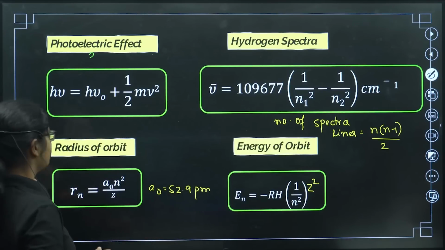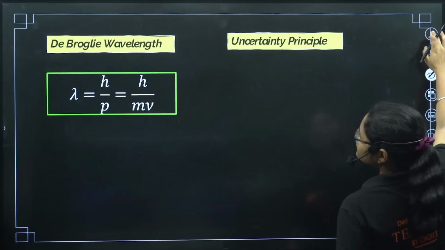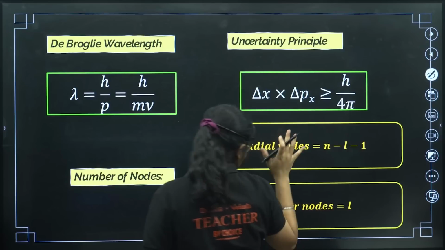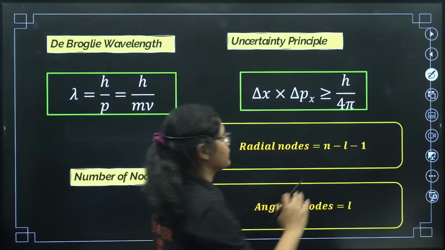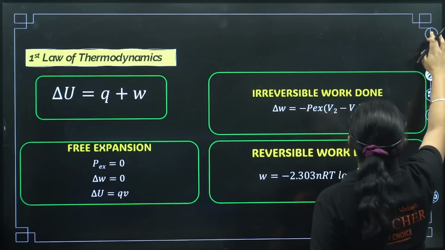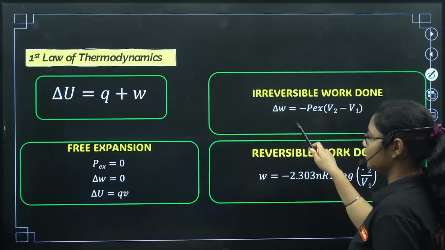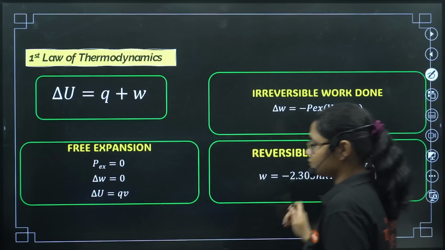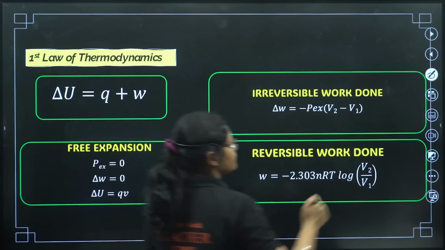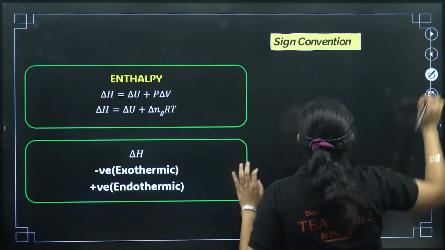Now moving forward to the next slide. We have the formulas for de Broglie's wavelength, Heisenberg uncertainty principle, and number of nodes formula. You can revise here. Then I'll go to thermodynamics quickly. So we have the work done formula, first law of thermodynamics, then the work done formula for irreversible process and reversible process. In free expansion, what is the work done formula? I have given it here.